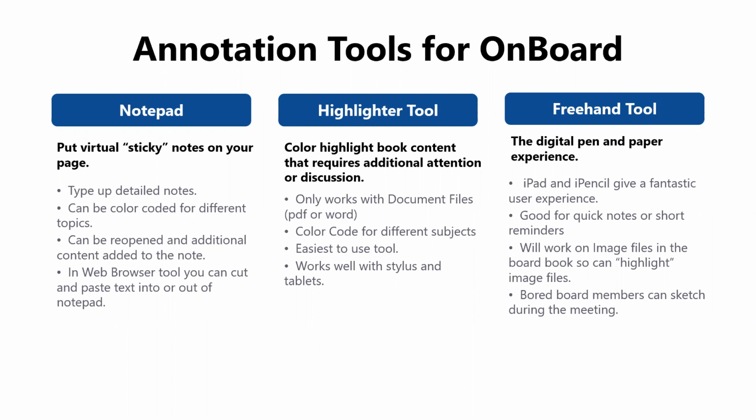And with a little bit of practice, you can use that freehand tool to highlight an image file. So there is a control with the highlighter tool, or with the freehand tool, where you can change the opacity of the pen. If you lighten the opacity so it's more see-through, you can use that over a document file that's an image, and it would act similar to a highlighter. So it's a way to make that work like a highlighter tool.